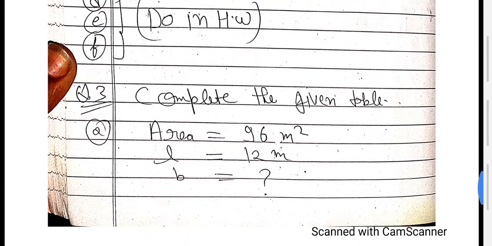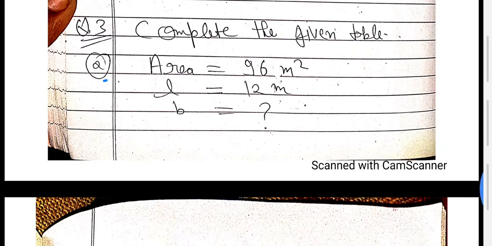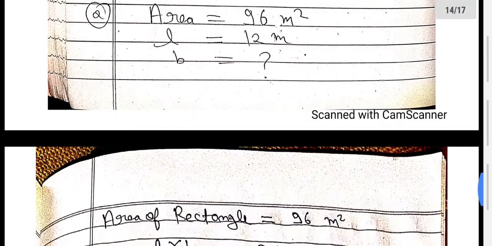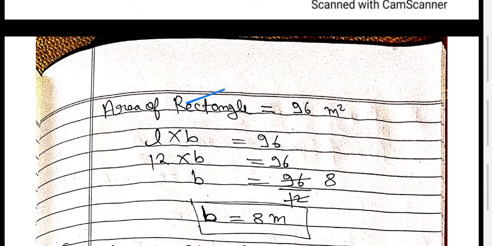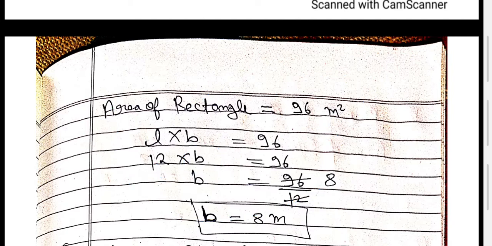put their value. Complete the given table. A table is given. So I am writing here part by part. Area is given, L is given, breadth you have to find out. So it is a what? Rectangle. This table is for rectangle. So write the area of rectangle is equal to what? 96 centimeter square. What is the formula of area? L into B is equal to 96. L you have 12, B you don't know. When you find the value of B, this 12 moves to this side, because here it is multiply, here it becomes divide. So when you divide 96 by 12, 12 ones are 12, 12 eights are 96. What is the value of breadth? Breadth becomes 8 meter, because area is in meter square, so this also becomes in meter.